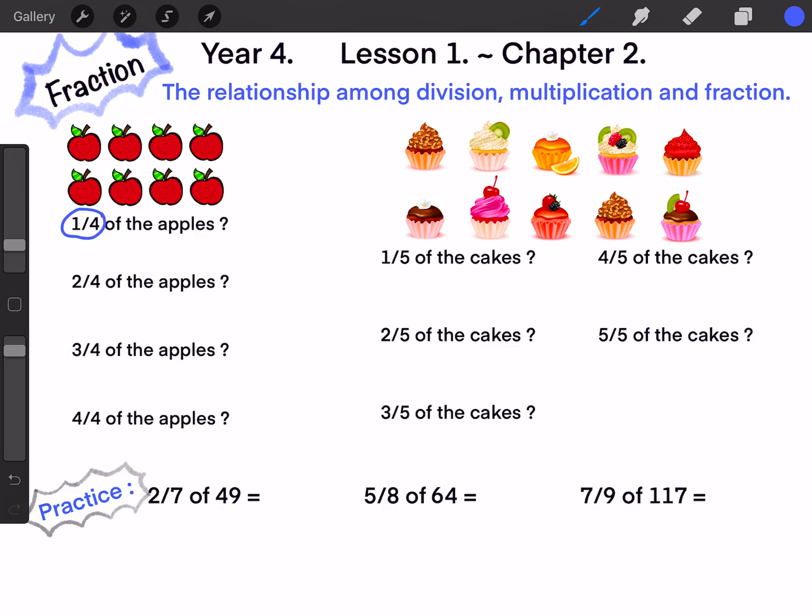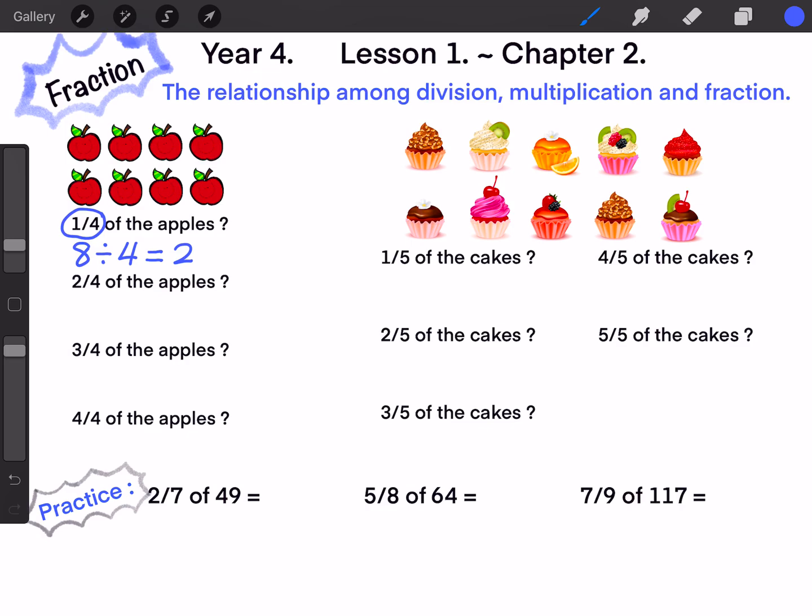1/4 means we divide 8 apples into 4 equal groups, and in each group there are 2 apples. So 1/4 of the apples equals 2 apples.